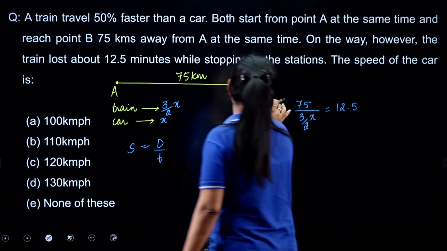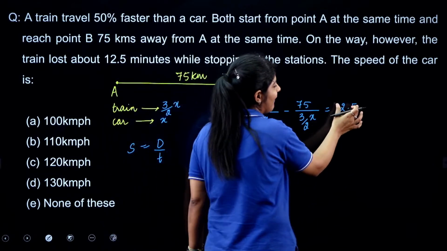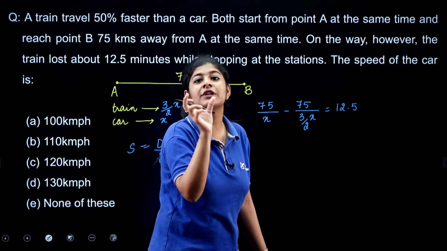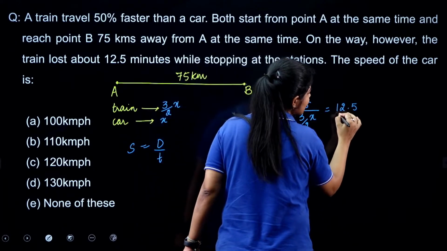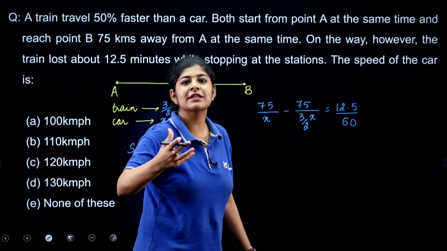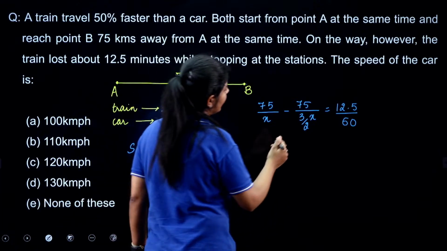So here what we are having is distance in kilometers, and here we are having 12.5 in minutes. So we need to take care of the units as well. We just simply divide it by 60 so that we can get all the values in the same units. Now we have to solve it, right?